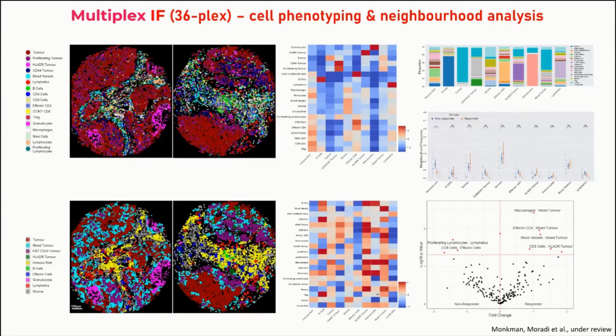The reason for doing the neighborhood analyses is that this gives us insights into cell types that will be associated or close to each other. And potentially, if we identify unique neighborhoods that are associated with response, we can then move those towards low-plex IHC panels that standard pathology labs can look at.